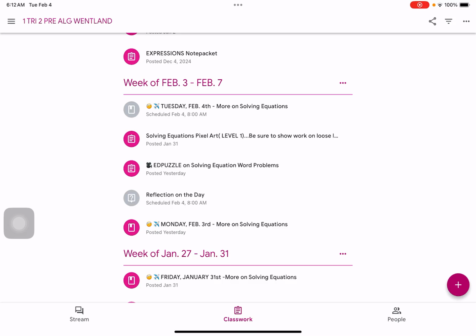Today you will primarily be working on the solving equations pixel art and the Edpuzzle on solving equation word problems. Both can be found in Google Classroom under today's week agenda.